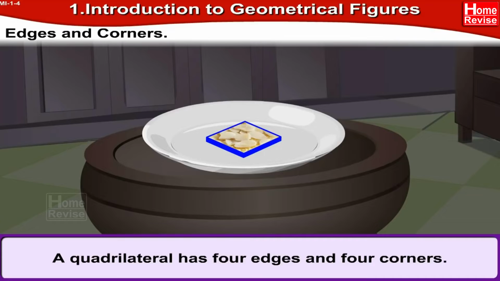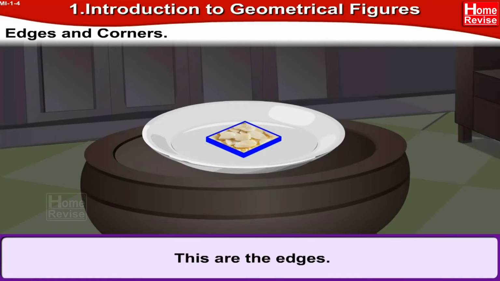See, these are the 4 edges. 1, 2, 3, and 4. And these are 4 corners. 1, 2, 3, and 4. Have you understood? These are the edges and these are the corners. Now let us take a small test.